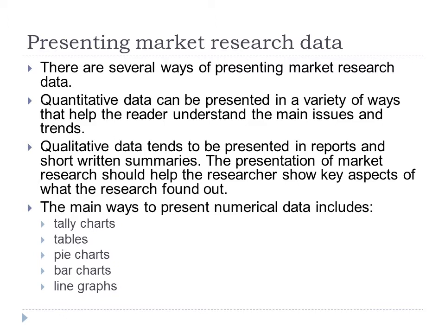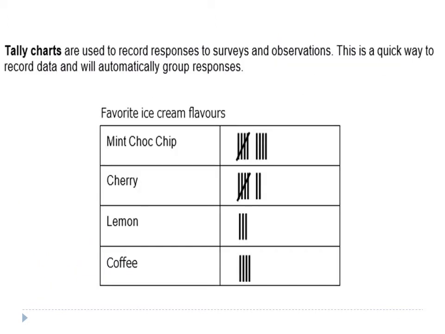Now, if you're trying to present quantitative data, numerical data, the type of things you're going to use are tally charts, tables, pie charts, bar graphs, and line graphs. I will go through those in turn to discuss what's good about them and a few things that are bad about them. So the first thing you might want to use is a tally chart.